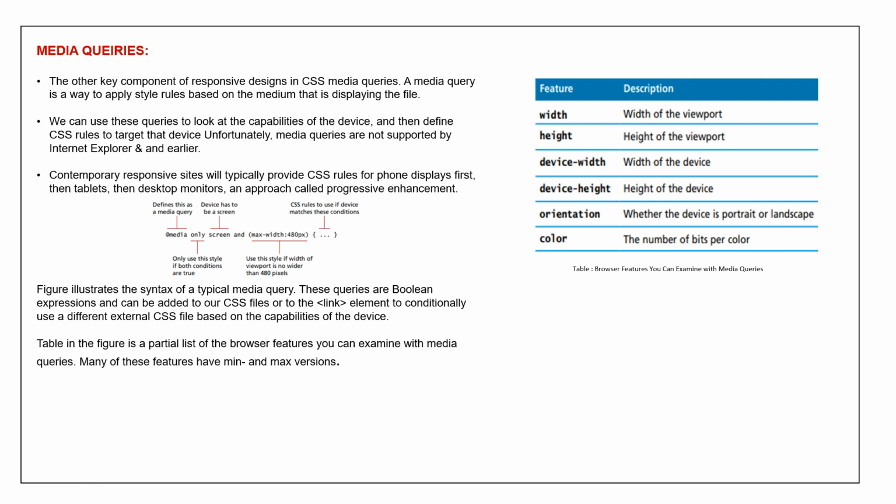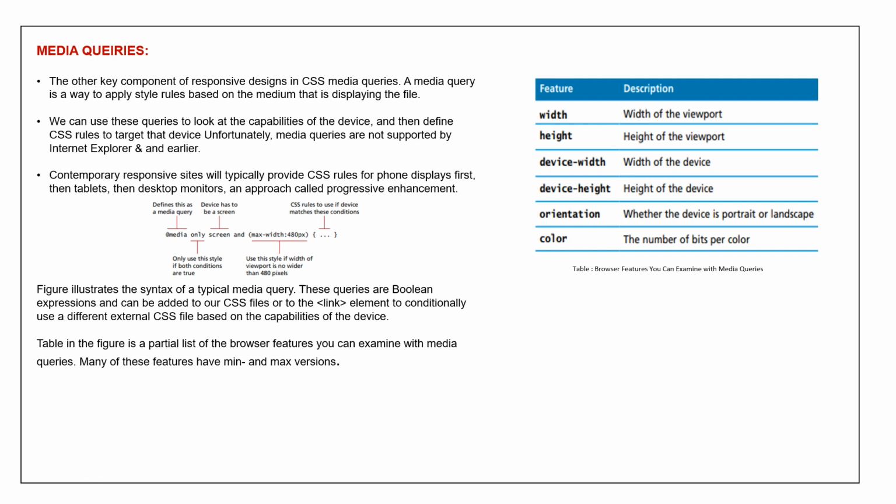Contemporary responsive sites will typically provide CSS rules for phone display first, then tablets, then desktop monitors, an approach called progressive enhancement. The figure illustrates the syntax of a typical media query. These queries are Boolean expressions and can be added to our CSS files or to the link element to conditionally use a different external CSS file based on the capabilities of the device.